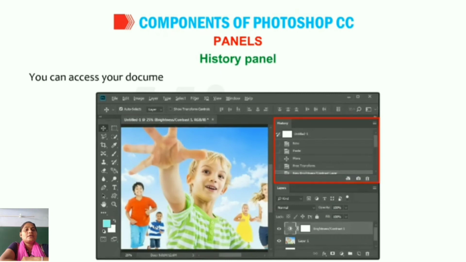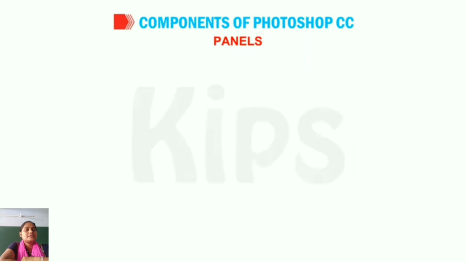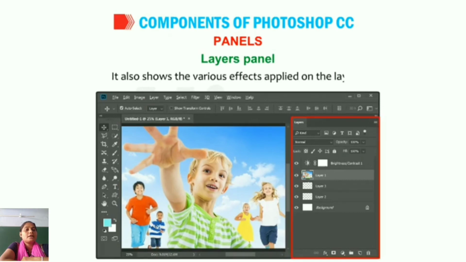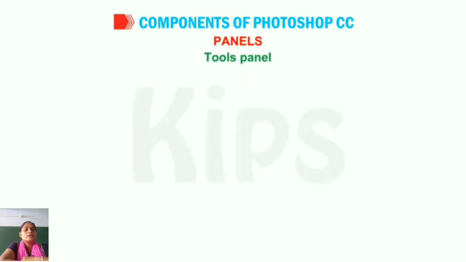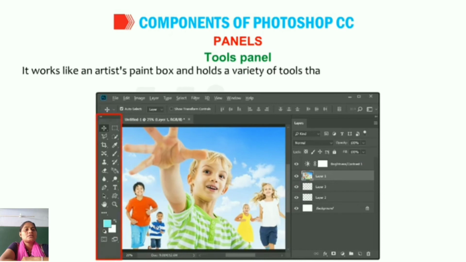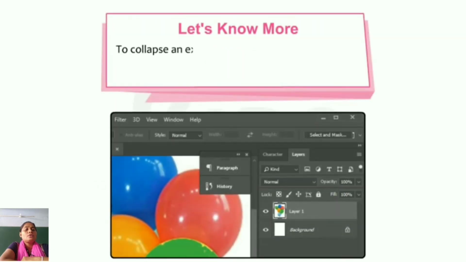Next, History panel. You can access your document's history in the History panel and undo the changes easily. Layers panel. The Layers panel in Photoshop displays all the layers in an image. It also shows the various effects applied on the layers. Tools panel. Along the left side of the Photoshop window, we find the Tools panel. It works like an artist's paint box and holds a variety of tools that help us to draw, paint and manipulate the images. Let us know more.